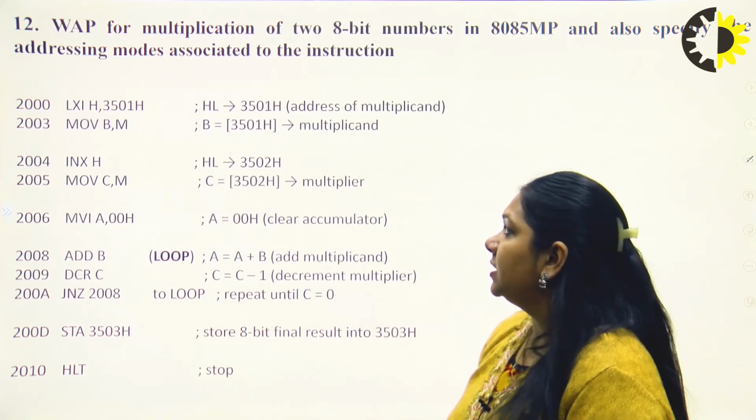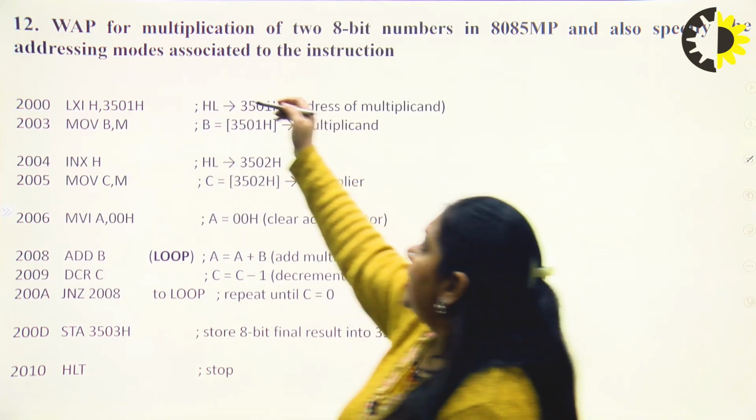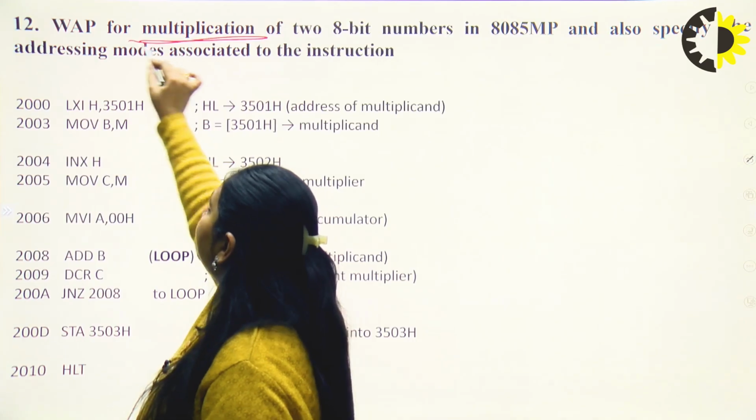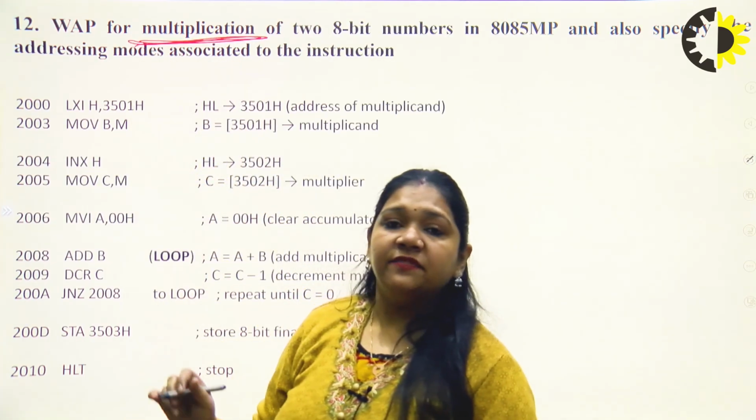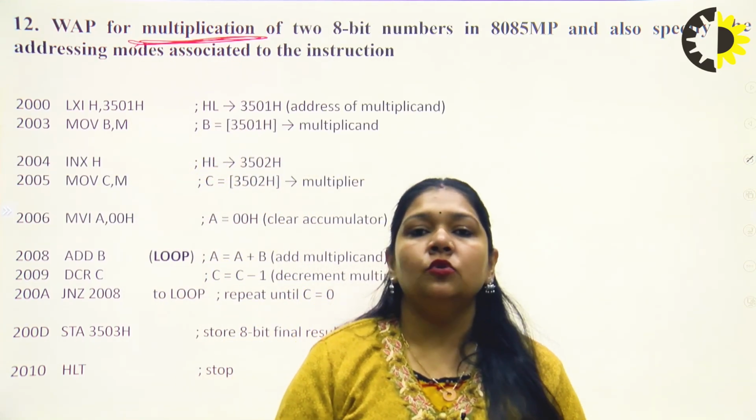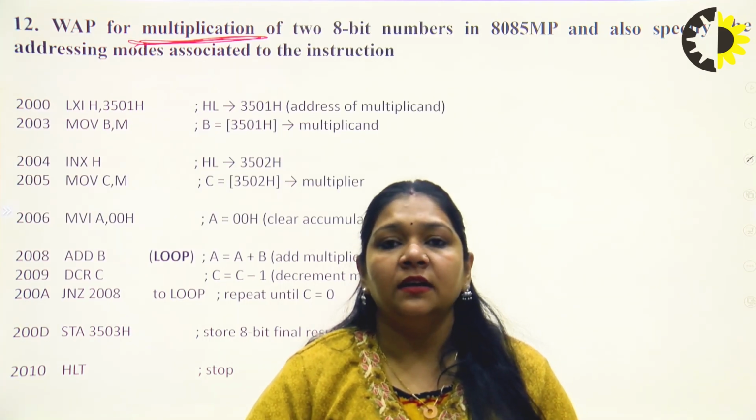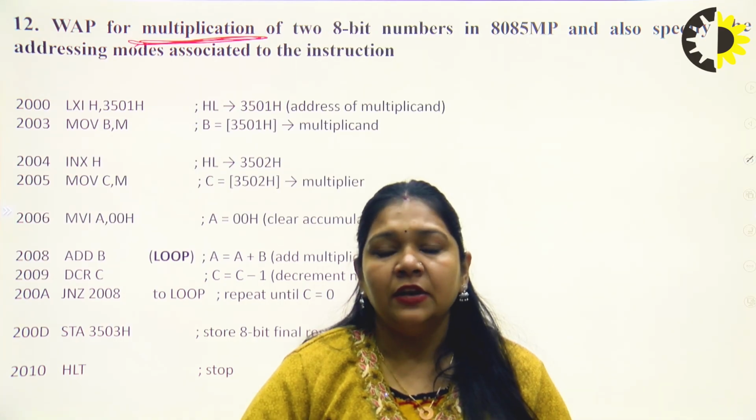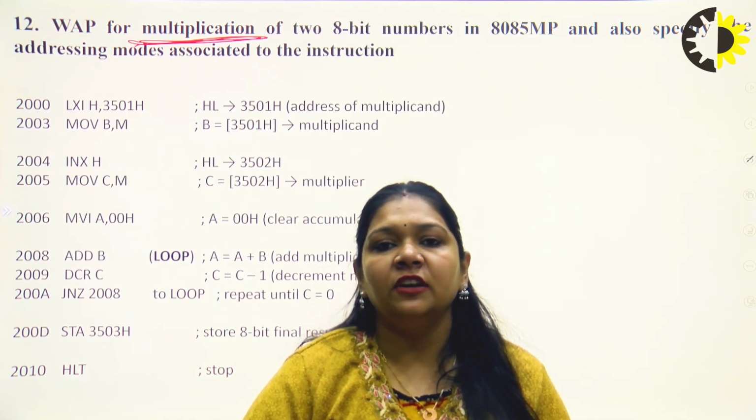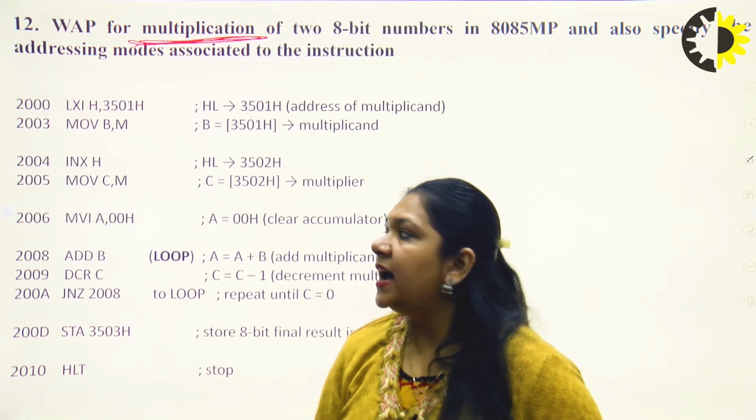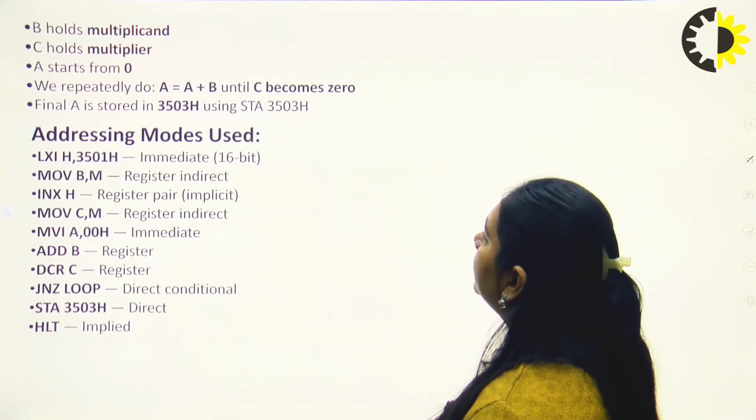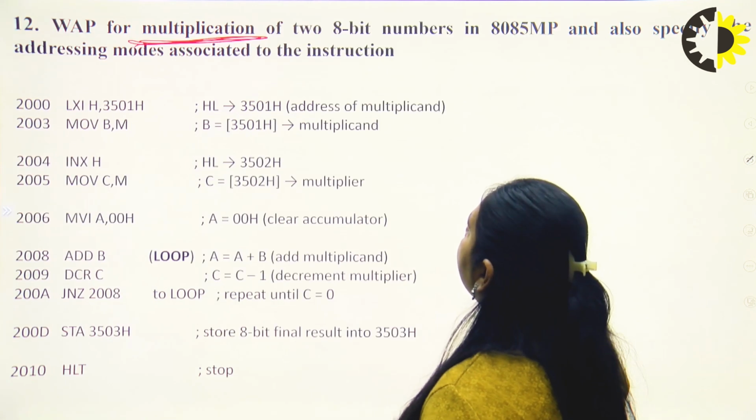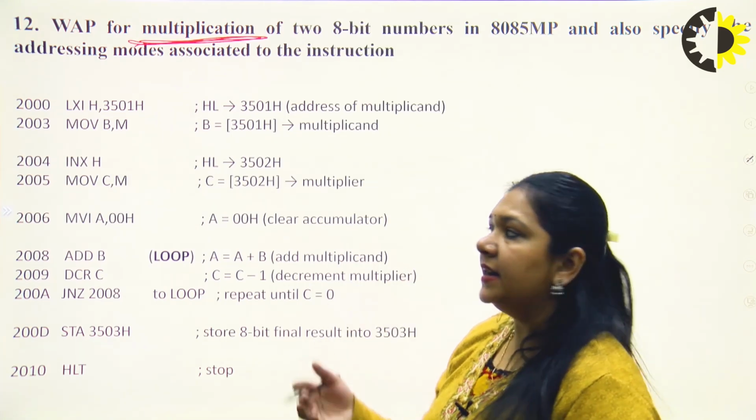associated to the instruction. If we closely look here, it is written multiplication, and we all know in 8085 microprocessor there is no provision of multiplying the 2 numbers directly. There is no such instruction for multiplication, so we can do it by the method of repeated addition. Suppose I have to multiply 2 numbers, then we will just multiply them by repeatedly adding those numbers.